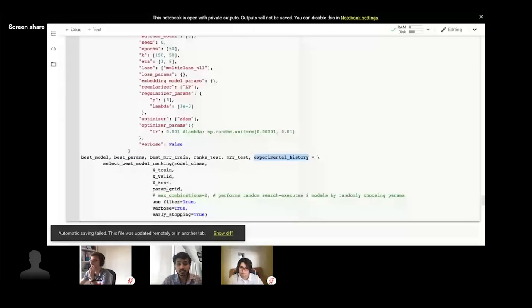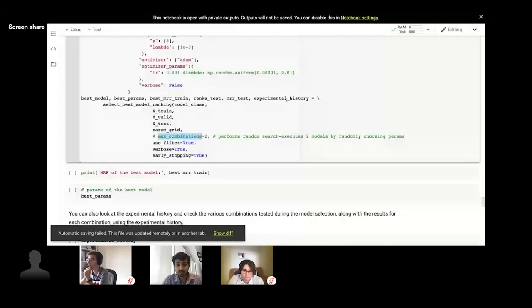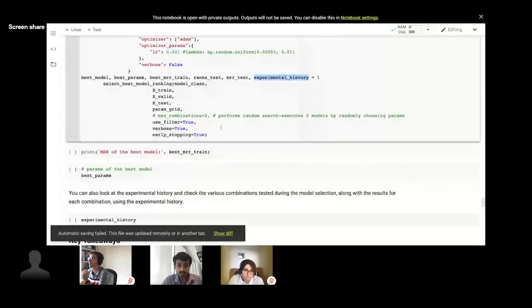And when you use callables like this, you can have infinite values generated. So how to limit it? That's where maximum combinations comes in. So you can say run this only for, like, two combinations or 100 combinations. Then it will choose randomly 100 combinations from the grid and run on those, and you can look at all the combinations that were tried in the experimental history. I'm not going to run this again because hyperparameter search takes a lot of time, but you can play around with this.